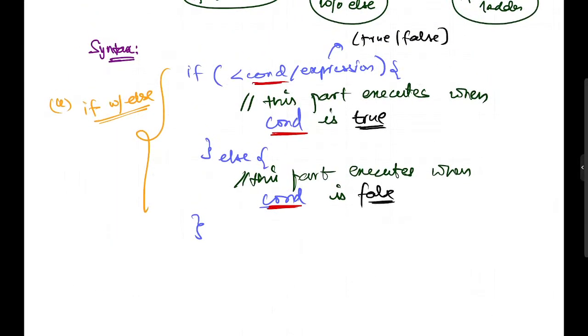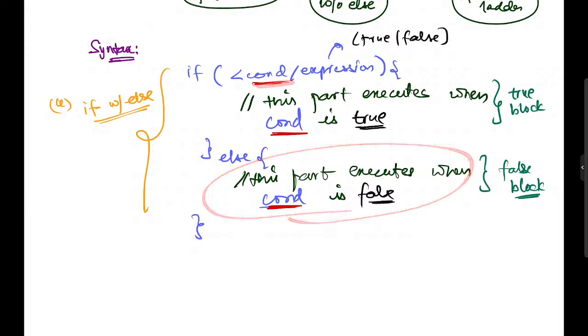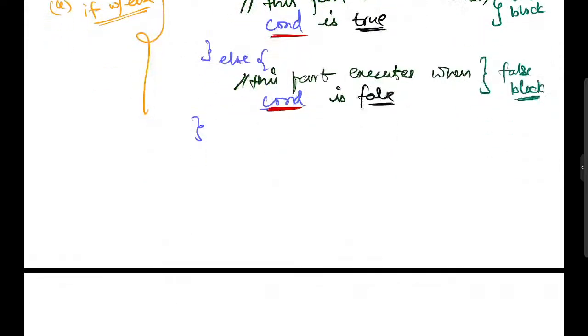Generally this is known as the true block, and this is known as the false block. The false block is when the condition becomes false and it gets executed. When this condition is false, this block will execute. When this expression or condition evaluates to true, this block gets executed. Very simple.